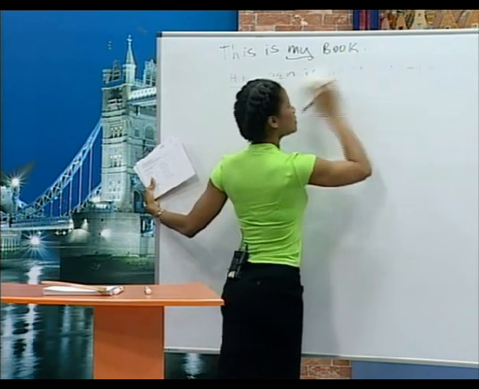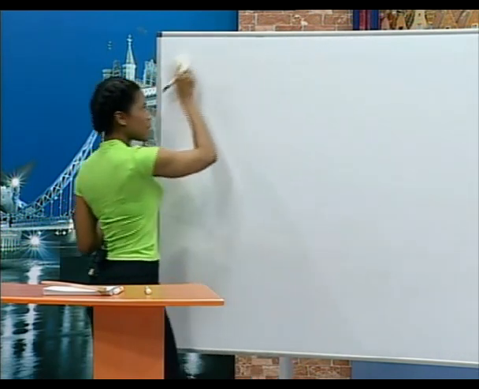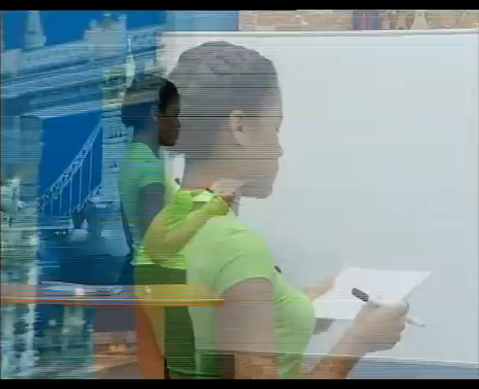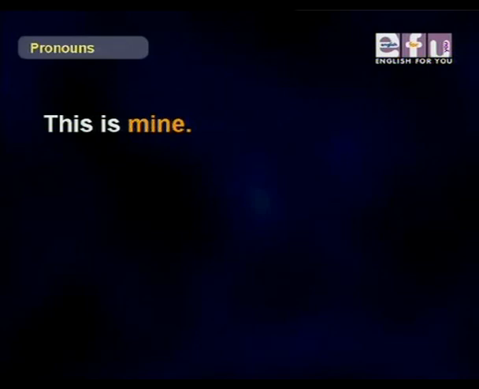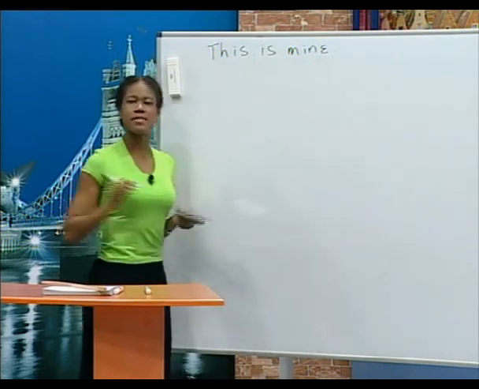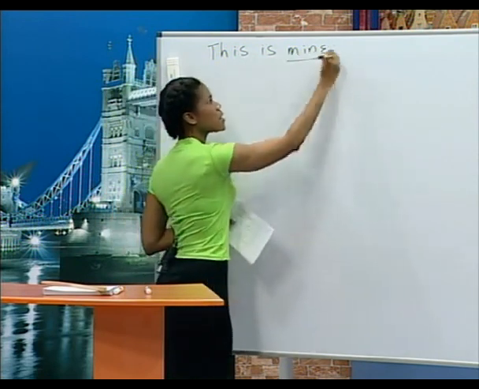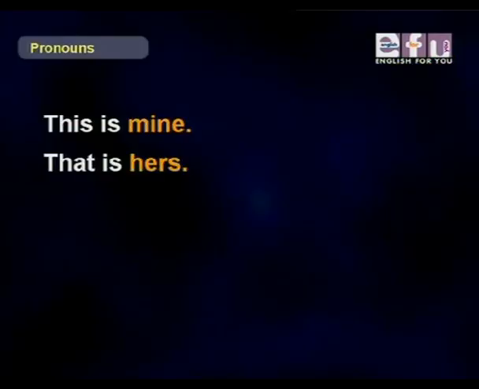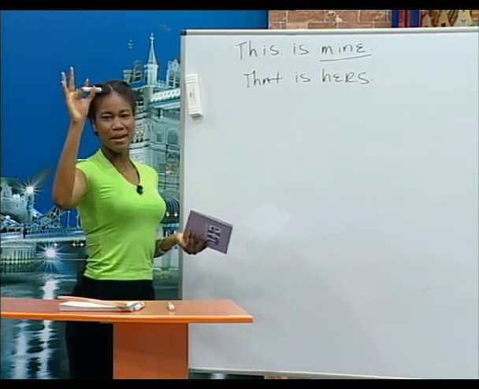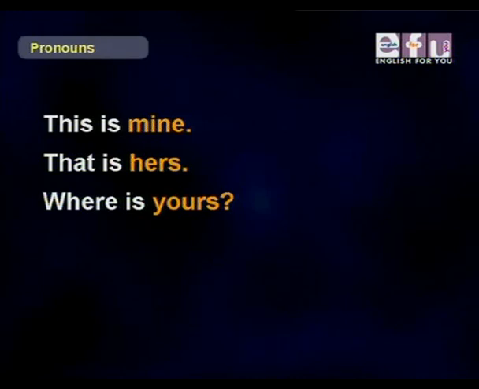Now, what's next? Next on the chart, possessive pronouns. Now, possessive pronouns are like possessive adjectives, except they don't need a noun after, because they are the noun. Talking about ownership. Okay? This is mine. So instead of saying, this is my pen, if we already know what we're talking about, we can say, this is mine. Possessive pronoun. That is hers. Okay, so this pen is mine. That's hers.